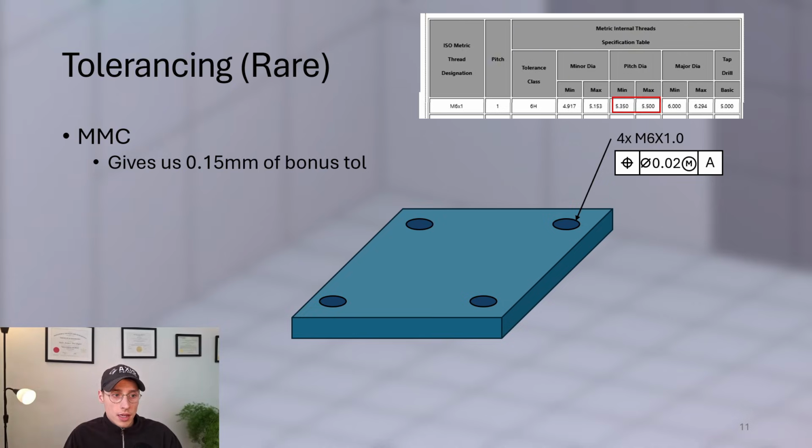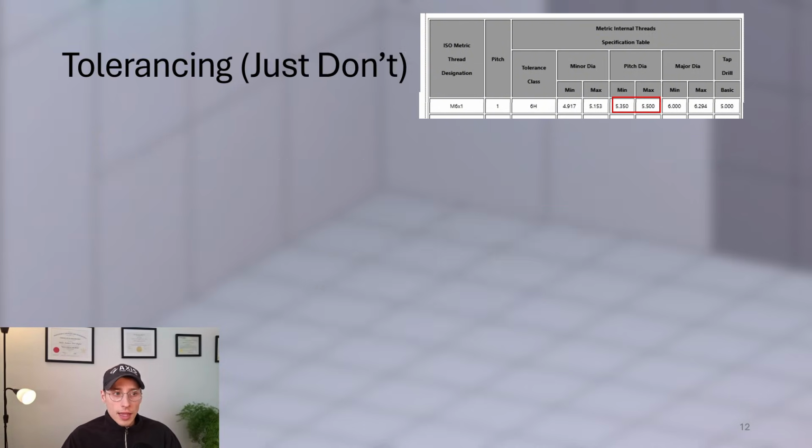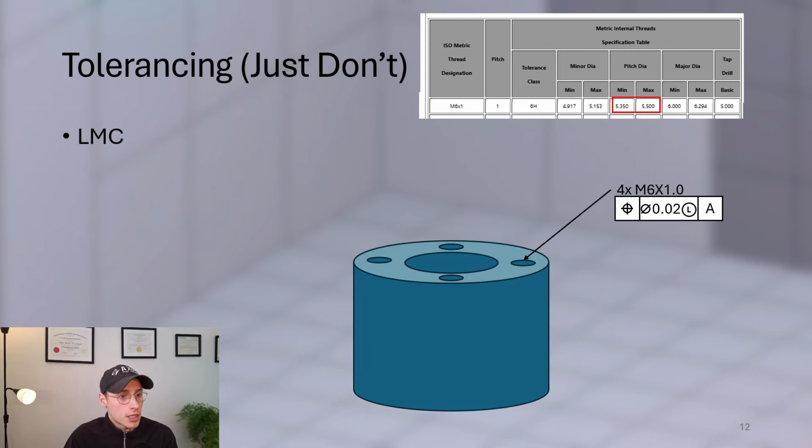That being said, if you are in this situation, it might be worth considering whether you can redesign this part to allow for more locational tolerance on this threaded feature. And something where I think you should absolutely not do it is applying LMC to a threaded feature. The only time I can imagine this being something I might want to do is if I'm working with a pressure vessel or some other thin wall condition. And again, we've got some really tight tolerance zone for some reason, and we need to squeeze out as much locational tolerance as we can.